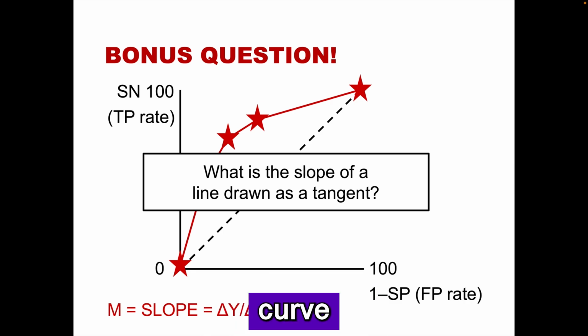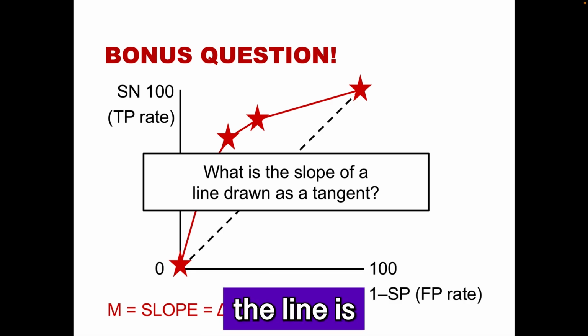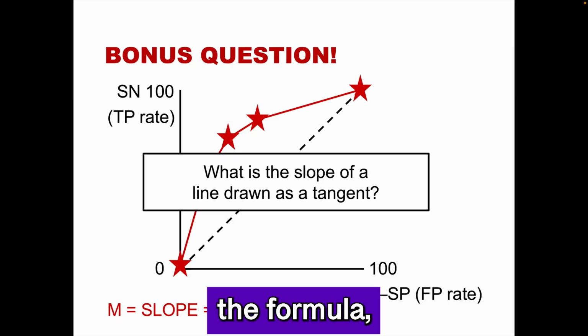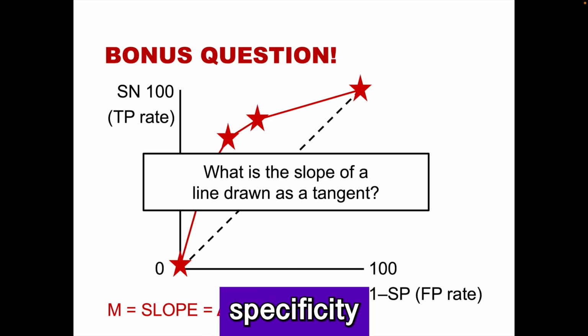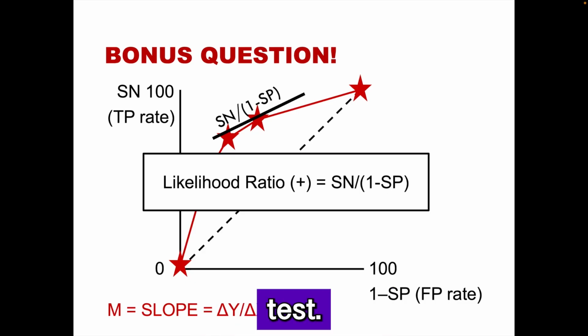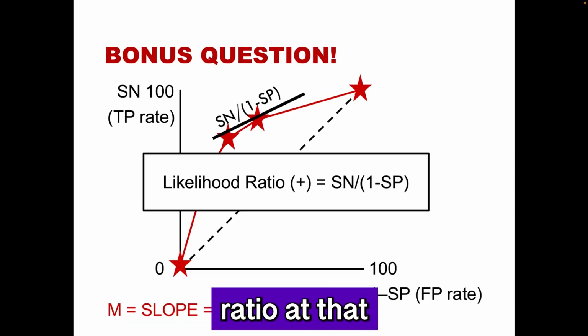For extra credit, what does the slope of a line drawn as a tangent to a point on the ROC curve indicate? The slope of the line is the change in sensitivity divided by the change in 1 minus specificity. Where did we see that formula, sensitivity divided by 1 minus the specificity, before? The formula sensitivity divided by 1 minus the specificity is the formula for the likelihood ratio of a positive test. The slope of a line drawn tangent to a point on the ROC curve is the likelihood ratio at that test value.